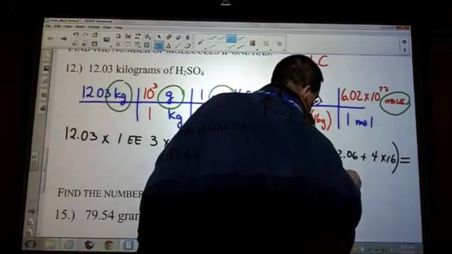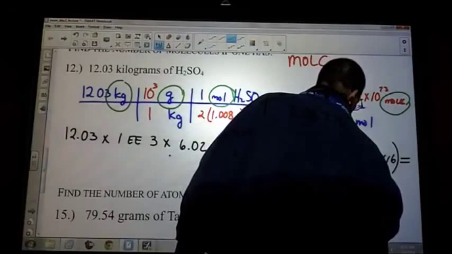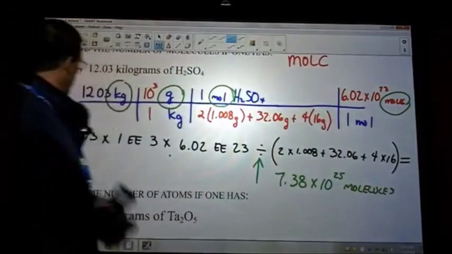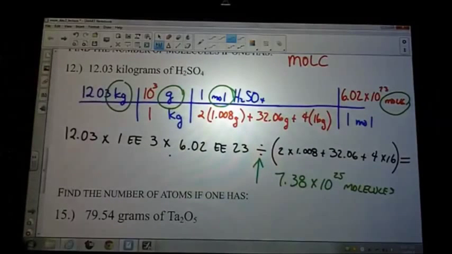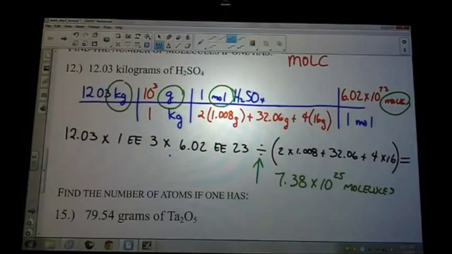7.38 times 10 to the 25th? And what's my unit there? Molecule. Okay. Very good. So in 12.03 kilograms of sulfuric acid, there are 7.3 times 10 to the 25 molecules. More than I could ever count, or would want to count.